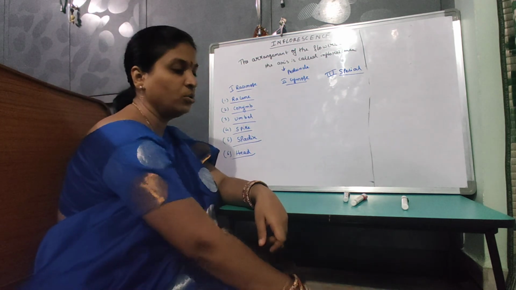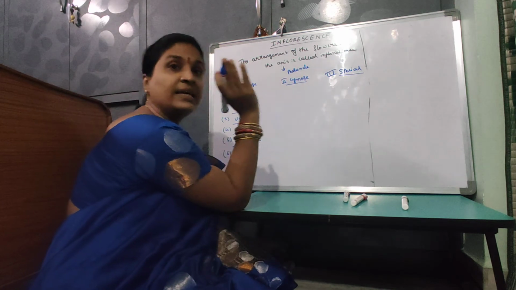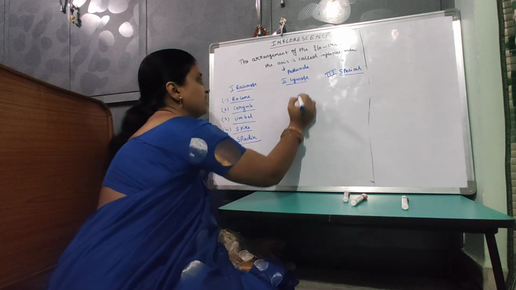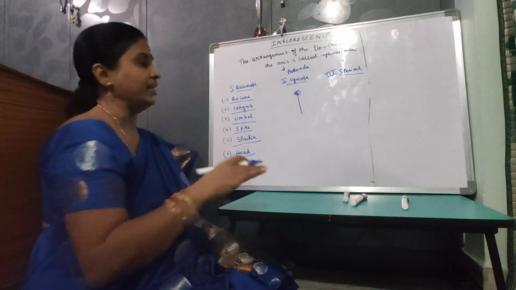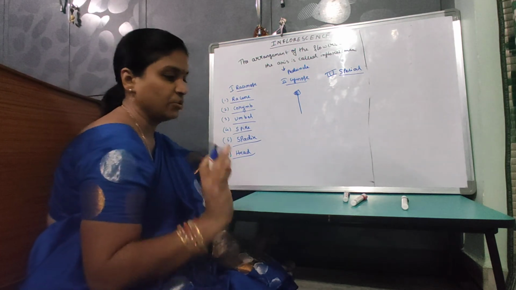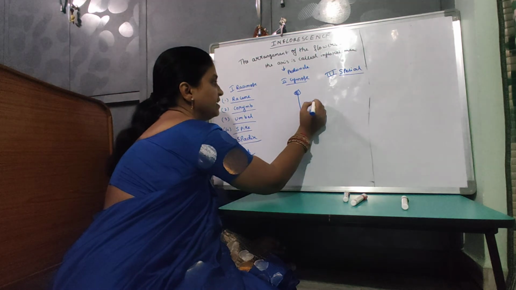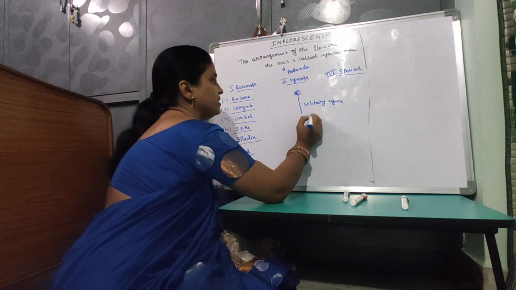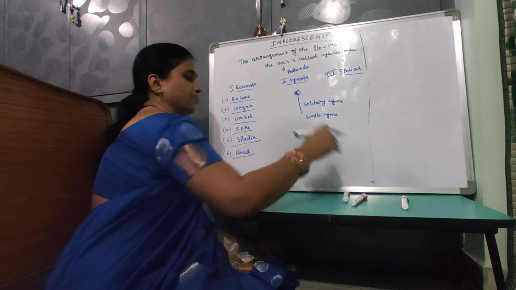Now coming on to the cymose inflorescence. In cymose, the growth of the peduncle is definite, meaning the apex gets terminated into a flower. It does not grow indefinitely. It is definite, and sometimes it terminates into a flower. Cymose inflorescence is divided into solitary cyme and simple cyme.